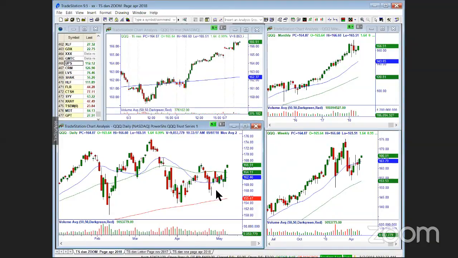But at this point, looking at the hourly chart, I think that it should rest a little bit or come in at some point to provide an opportunity. And if it doesn't, I guess it just continues to go up.